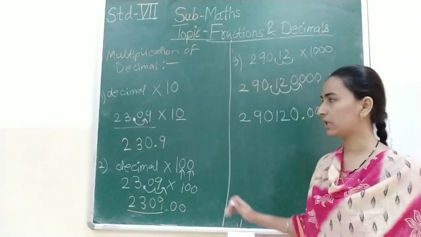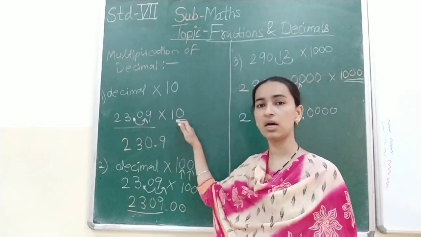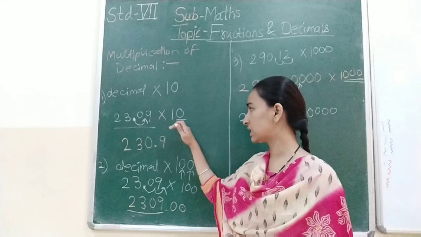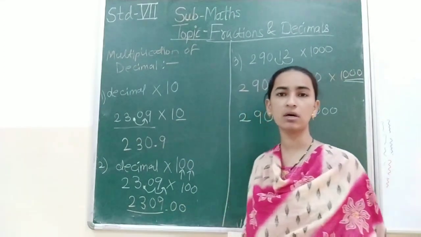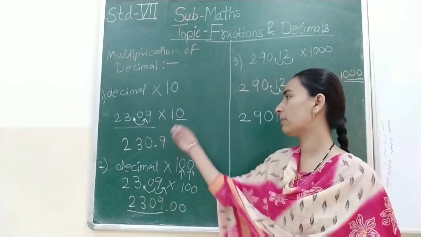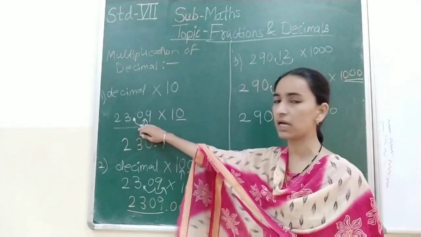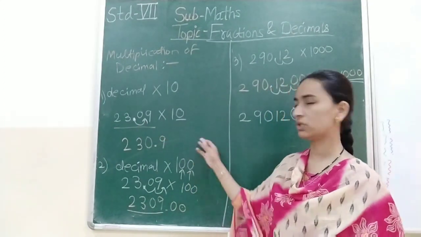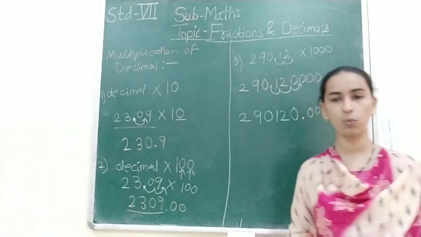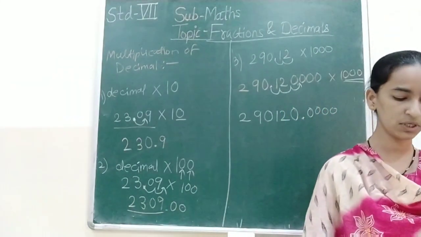Now what will happen if I multiply a decimal by another number, okay, except 10, 100, 1000? If my number is 2, what will happen if I multiply this by 2? Or what will happen if we multiply this by 99? Okay, what will happen? We have to see that in the next point. Okay students, in the next I will take that only.